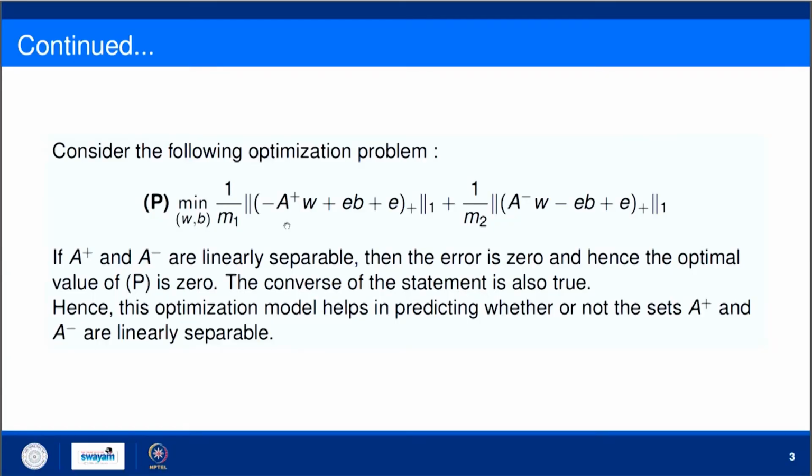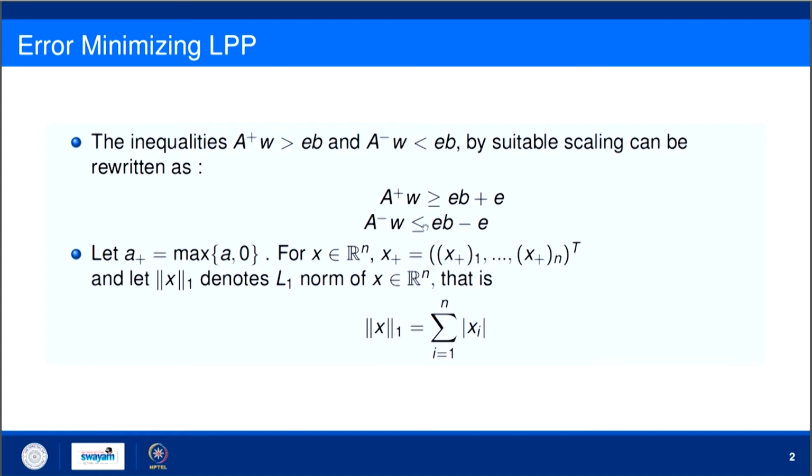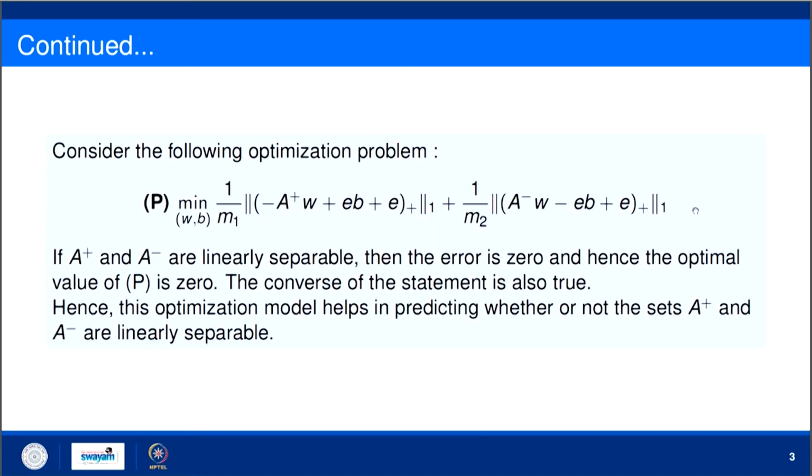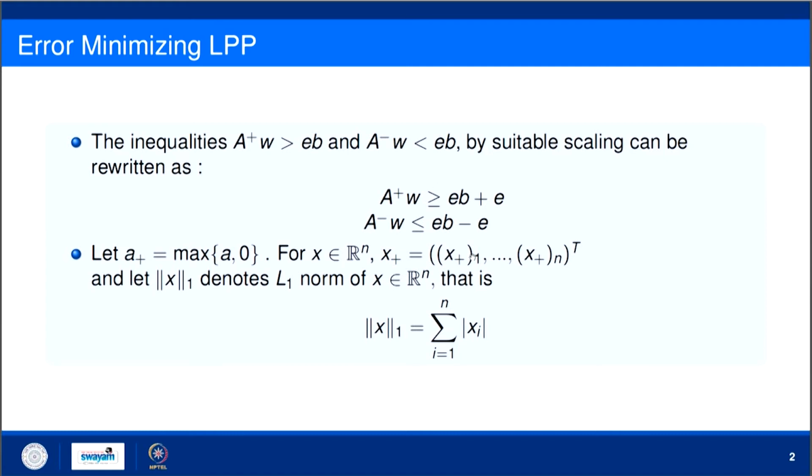So this inequality is true, and here also this inequality is true. If both inequalities are true, that means we are able to find a hyperplane satisfying these two inequalities, and the classes are linearly separable. And if this value is not 0, there will exist at least one point for which the inequality does not hold. That means the classes are not linearly separable.